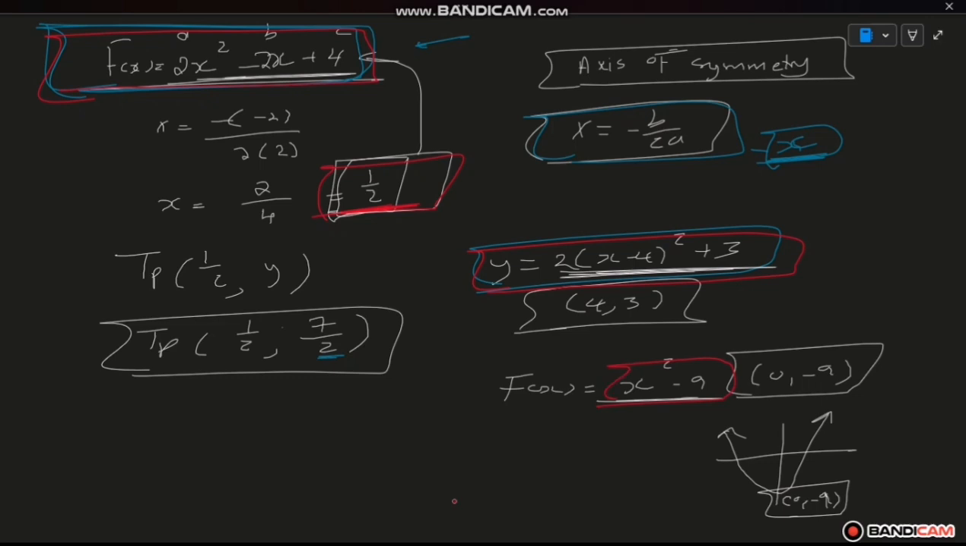So this is how you find the axis of symmetry and the turning points, and you must know that even here, what you must understand, 0 is the axis of symmetry. The x value of the turning point is also known as the axis of symmetry. Please note that. So it's very, very important.